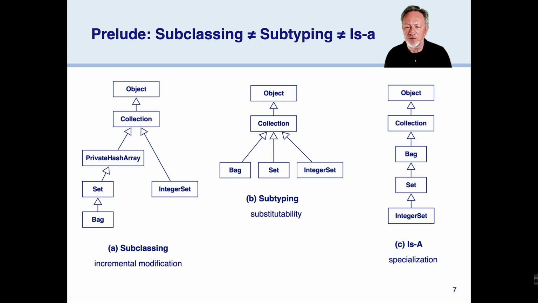Finally, there's the notion of specialization, or ISA. So this means that a particular class is a more specialized form of another one. So a Collection specializes an Object, and a Bag is a special kind of Collection. A Set is a special kind of Bag where each element can appear only once instead of multiple times. And an IntegerSet is a more specialist kind of Set that only contains integers. So this is the ISA relationship. These three are orthogonal in the sense that you can have any one of these without the other two, as we see in these hierarchies here.